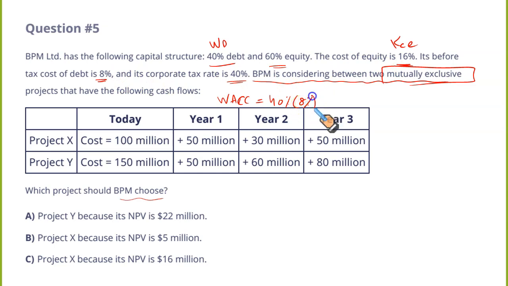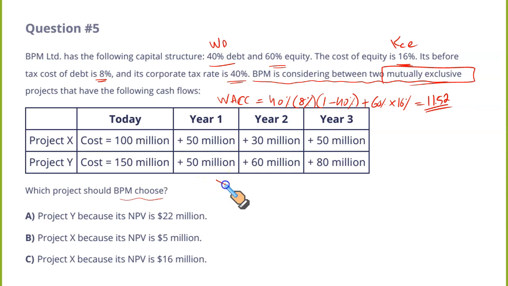Since it's pre-tax, you need to write 1 minus tax rate, that is 40%. Plus cost of equity. Equity represents 60% of your funding. Multiply this with 16% cost of equity and just do it in a single go. The way I'm going to do it: 8% times 0.60 plus 60% of 16. That gives me 11.52. This is your weighted average cost of capital, and this is what you will use to discount these two projects.